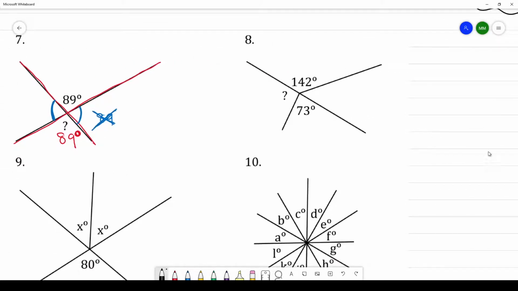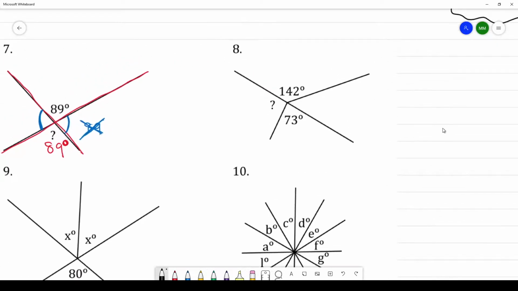Now for number 8, how I drew it, I think that this is not a straight line. So therefore, there are actually no vertical angles here.